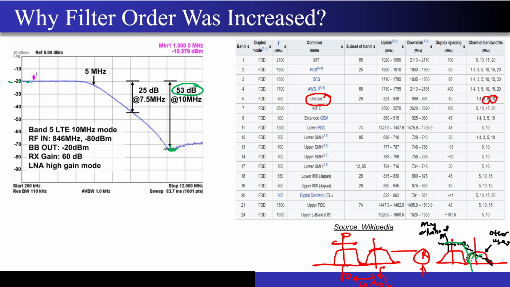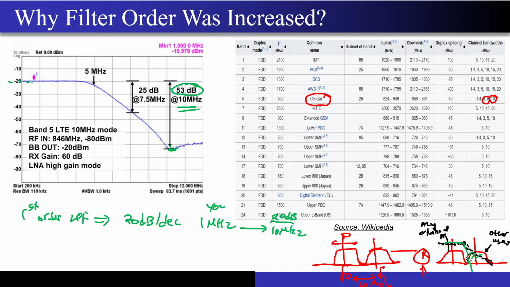How can you get such a high rejection at just 10 megahertz of offset? See, when you use the first order filter, I'm just talking about the LPF, you get 20 dB per decade kind of slope. What does this mean? If you are operating at 1 megahertz, let's say, and you move to 10 megahertz, you will be getting a 20 dB attenuation for whatever junk is there in that particular spectrum. Now if you move to fifth order LPF, now this slope will increase to 100 dB per decade.